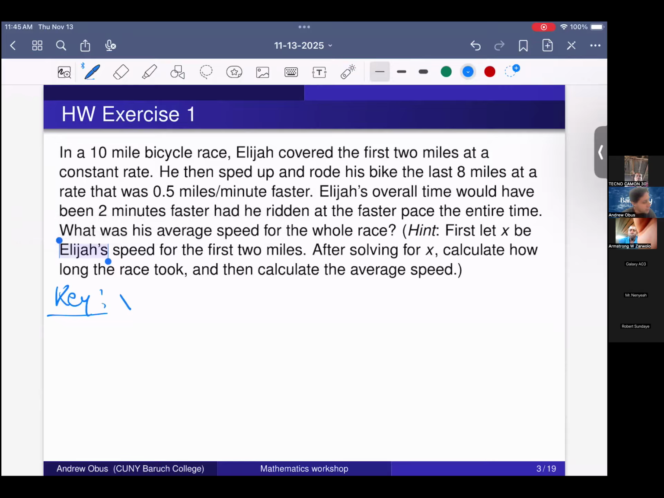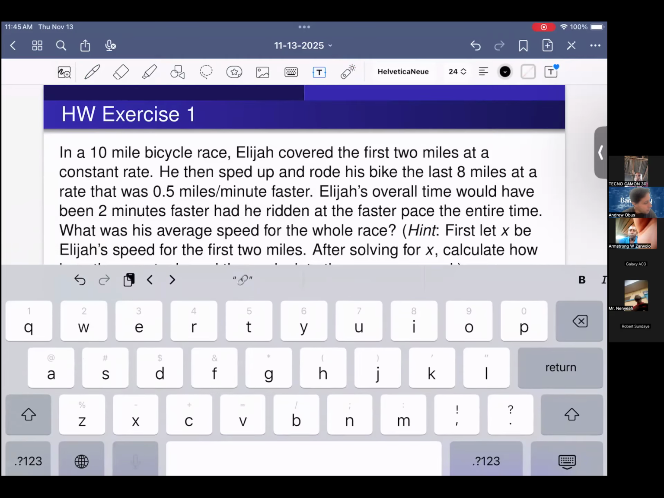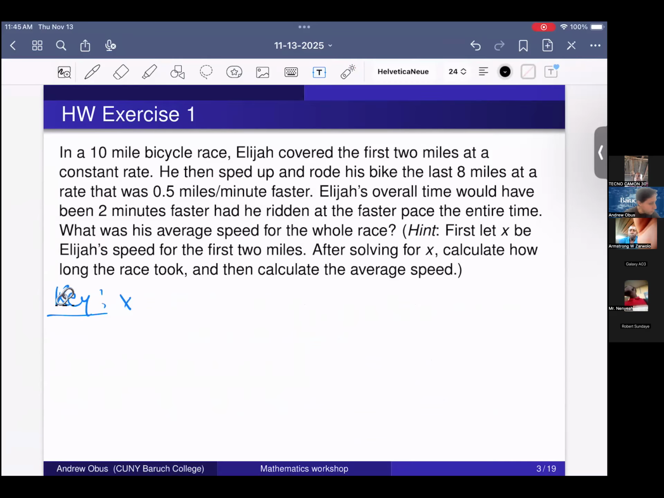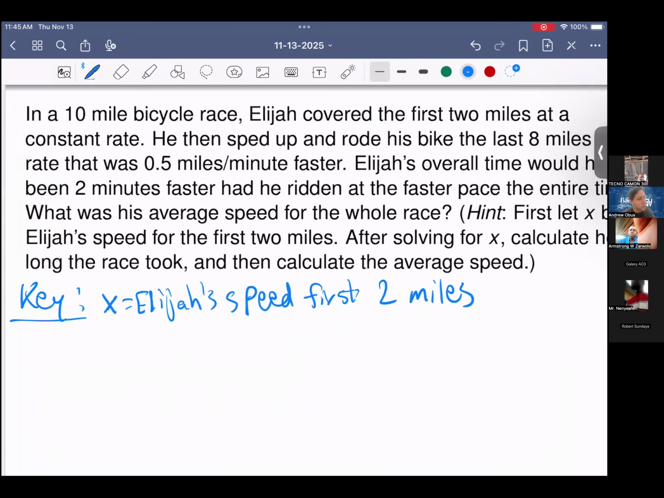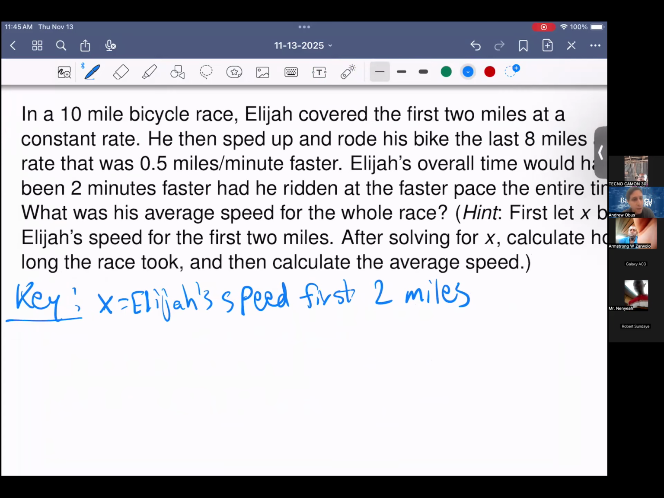So key: X equals Elijah's speed for the first 2 miles. It's Elijah's speed for the first 2 miles.